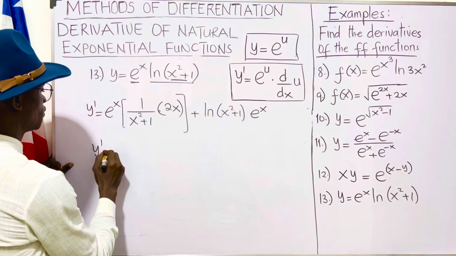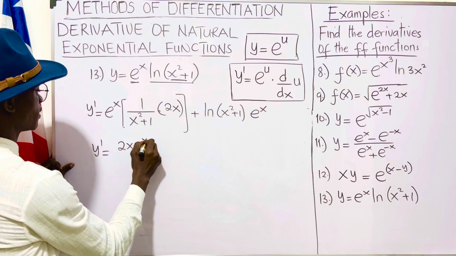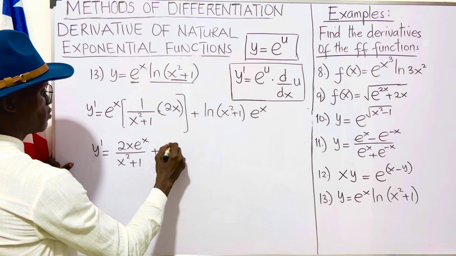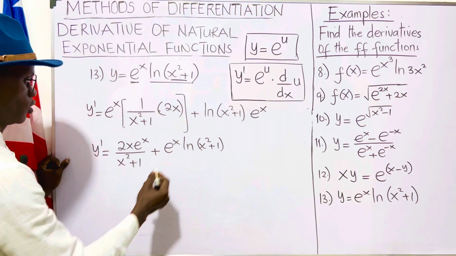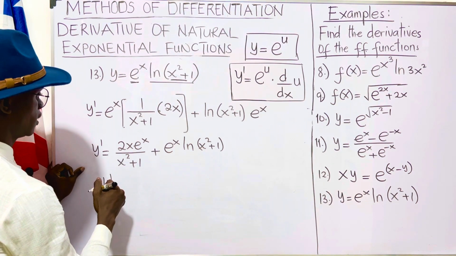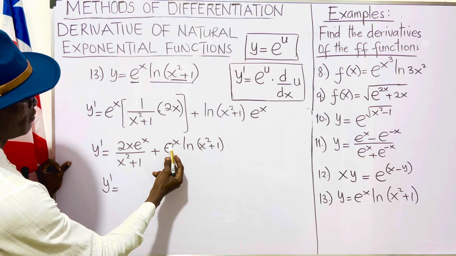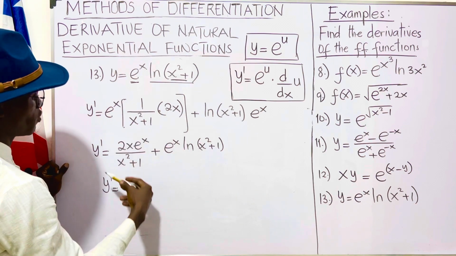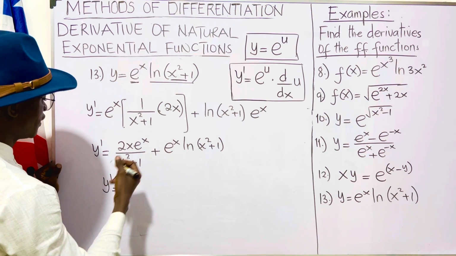So y prime becomes, in this numerator, you have 2x e raised to the power x over x squared plus 1, plus e raised to the power x ln of x squared plus 1. So e raised to the power x is common to both of them. We can just have it outside. But again, e raised to the power x ln of x squared plus 1 is just equal to y. We could decide to rewrite it.